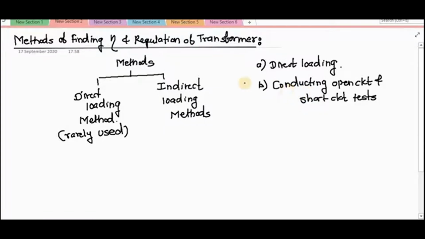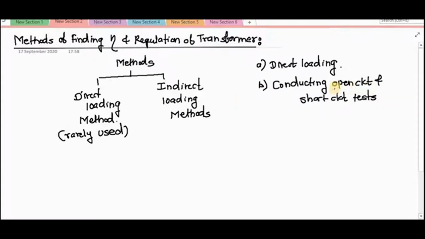So that's why, without loading the transformer, we can find out the efficiency and regulation of the transformer, and hence it is known as the indirect method of testing the performance of the transformer. So the OCSC test is the indirect loading method of finding out the efficiency and the regulation or the performance of the transformer. Also, in the indirect loading method, a very small power is required to carry out this test.